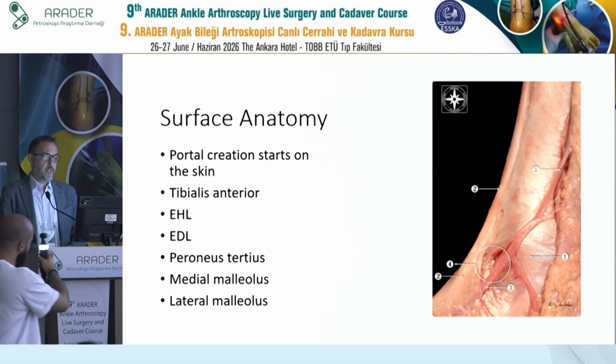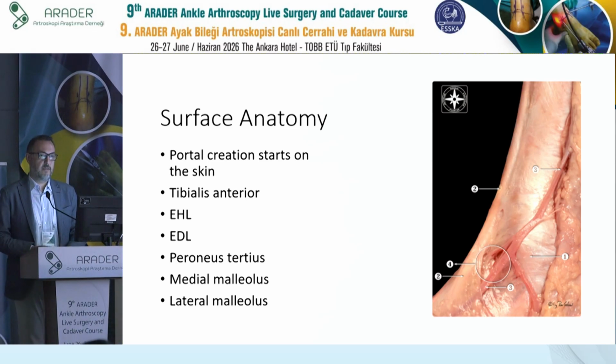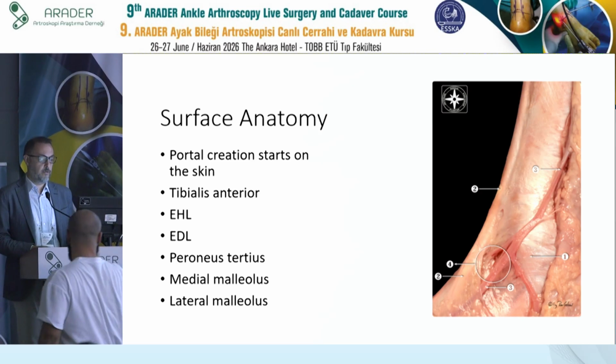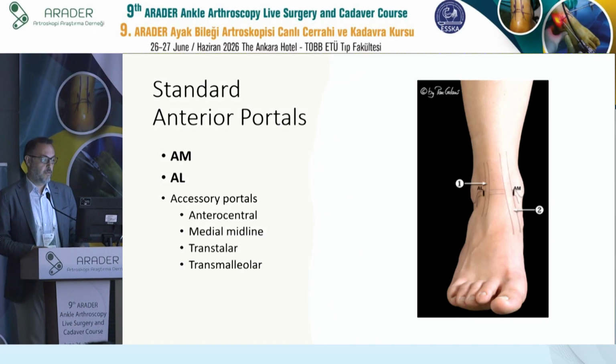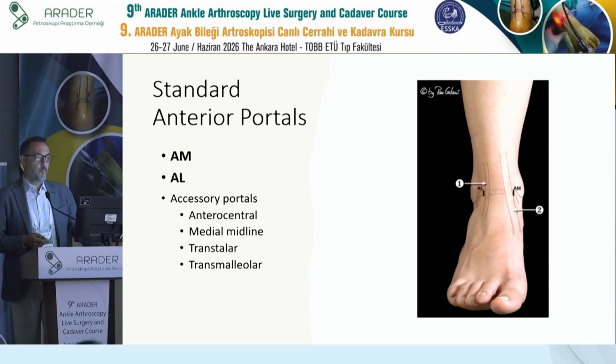So when we look at the surface anatomy of the anterior part, portal creation starts on the skin. We should check for the tibialis anterior, EHL, EDL, peroneus tertius, medial malleolus, and lateral malleolus. When we begin with the anterior part, we usually use the standard portals, anteromedial and anterolateral. There are described accessory portals, but most of the time we don't use them. Generally, the most used accessory portal is the accessory anterolateral portal for the surgery of lateral instability.